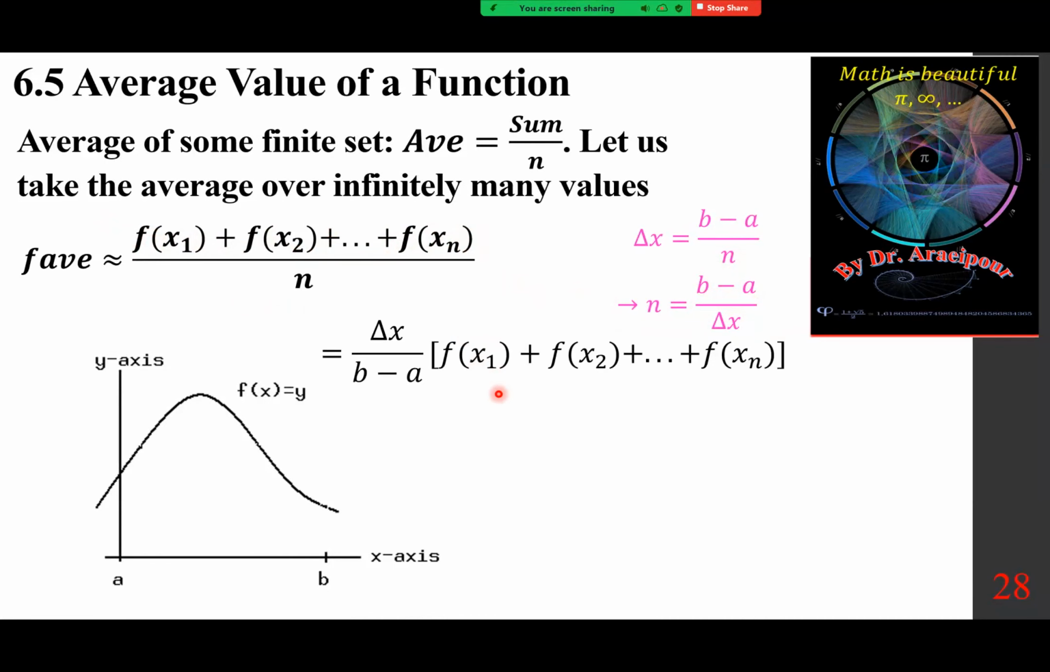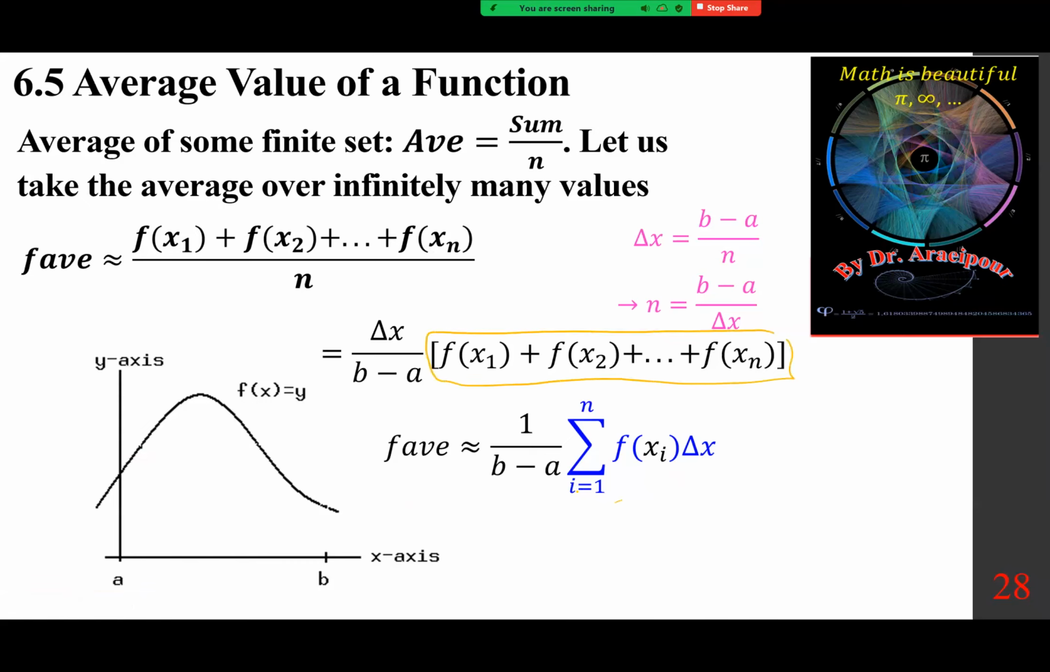Now, this one, we can write as the summation of f of x sub i, and we can put the delta x in. Delta x is a fixed number, a constant. I can take it in or out, it makes no difference. I can even take b minus a inside, but I don't want to do that. Why? Because I want to remind you that this was the fundamental theorem of calculus, the integral from a to b of f of x dx.